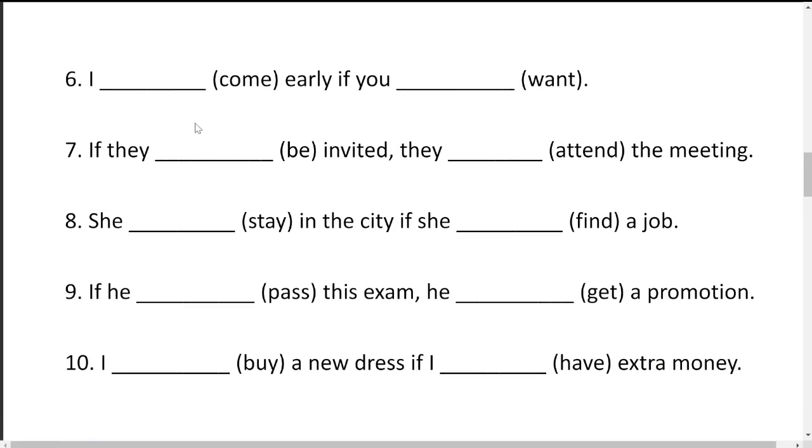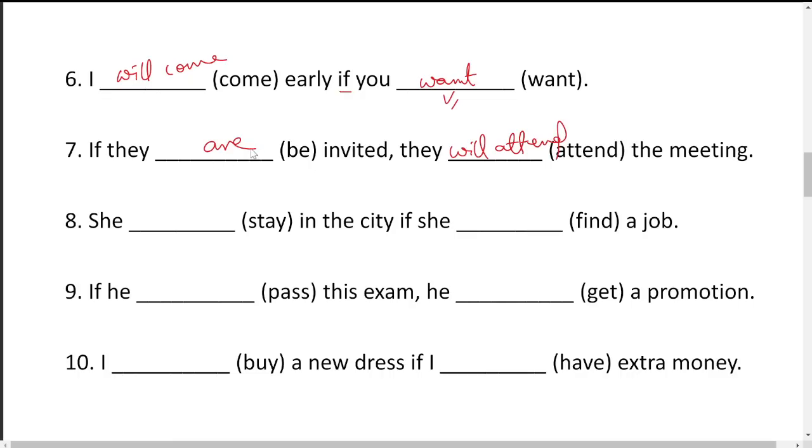Next one: I dash early if you dash want. See, here we are using if in the middle. That means we want two separate clauses here, using if in the middle. Now let us go with: I will come early if you want. Okay, you can write it as I will come here, and here you can go with want. So it is simple present combined with simple future. Next one: if the dash invited, they dash the meeting. Okay, so what can you use here? If they are invited, they will attend the meeting.